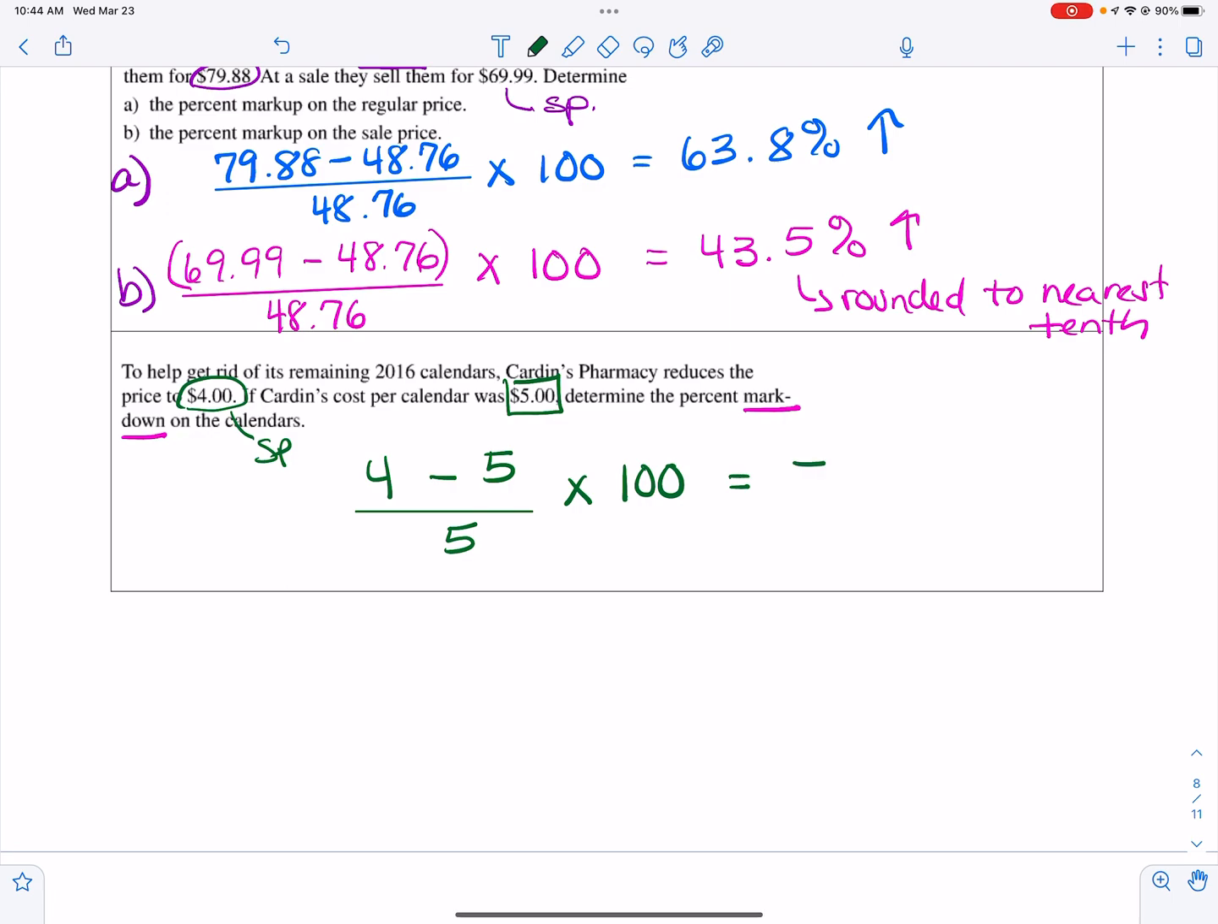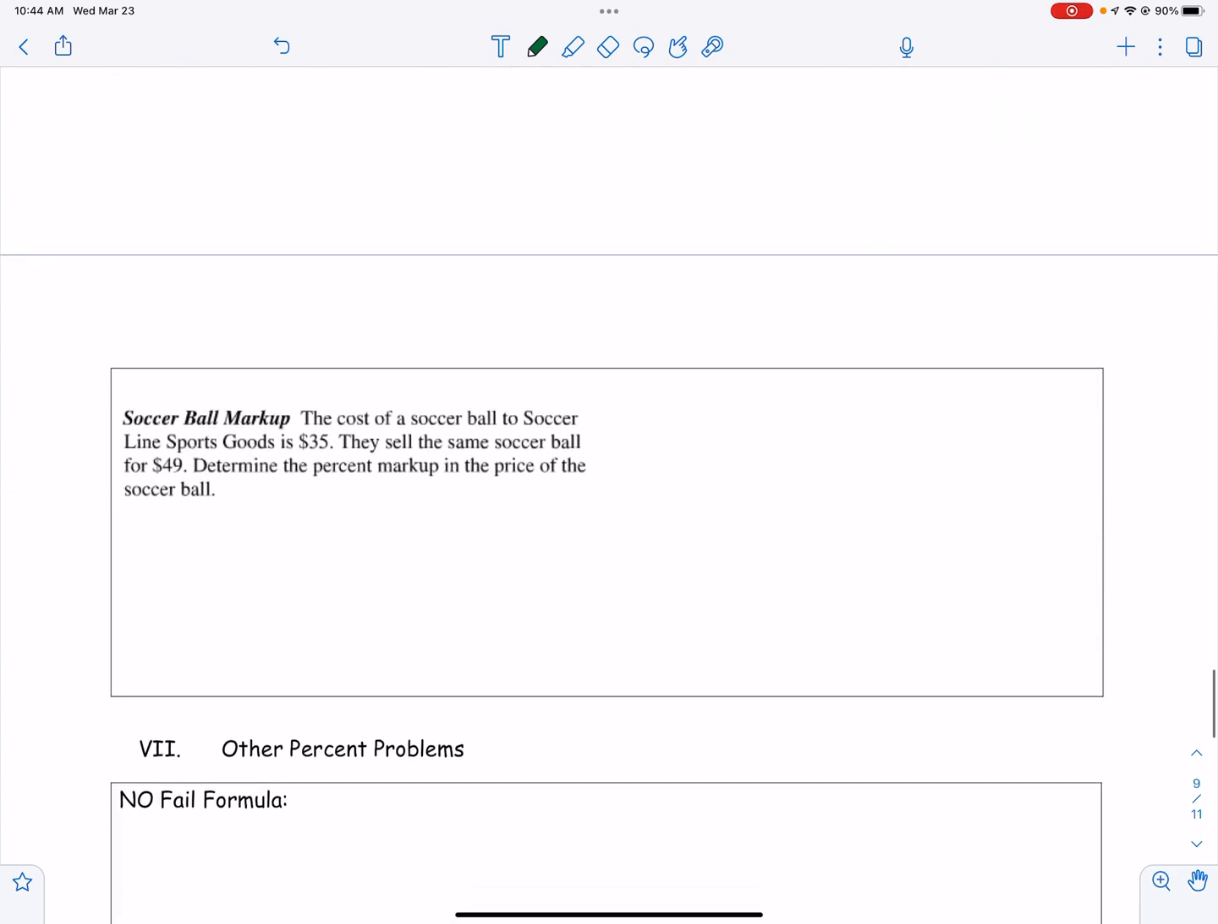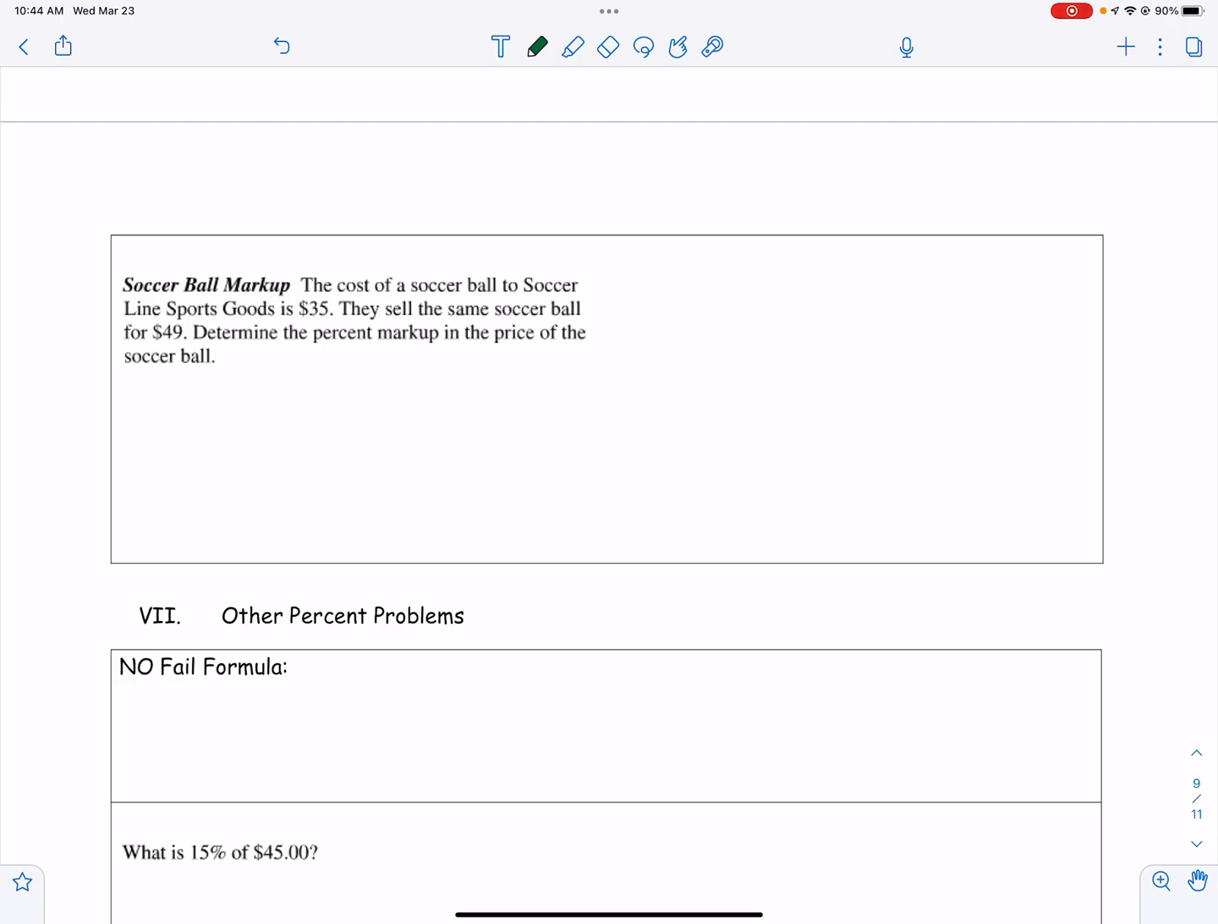And so we are going to get a negative 20, but in our box, we're going to put a 20%, and it's going to be followed by the word markdown. Okay, let's try one more, and then we're going to go to some generic percent formulas.